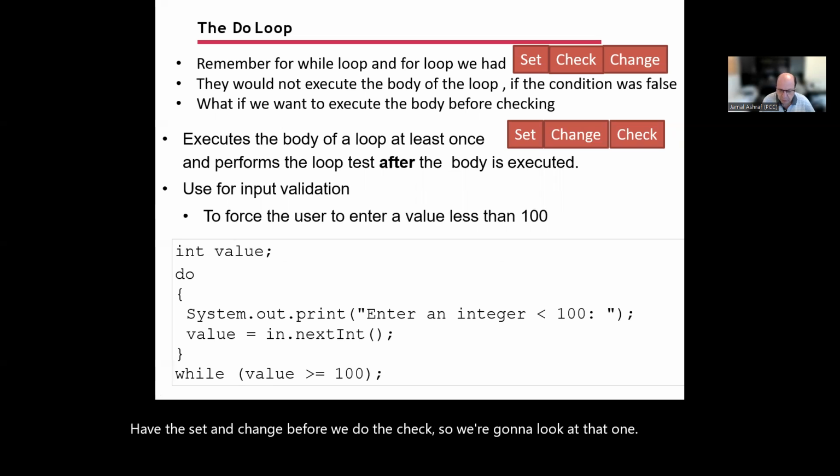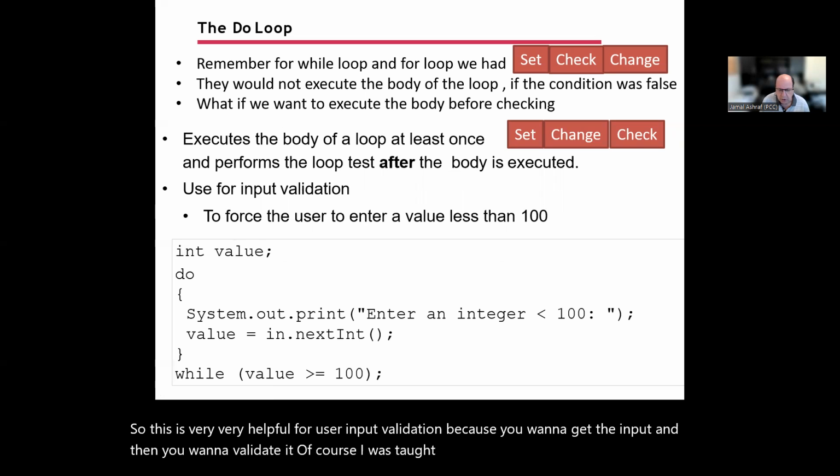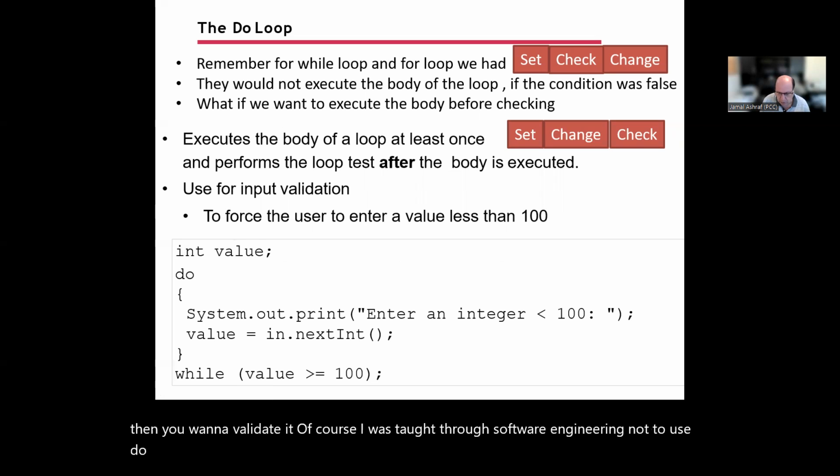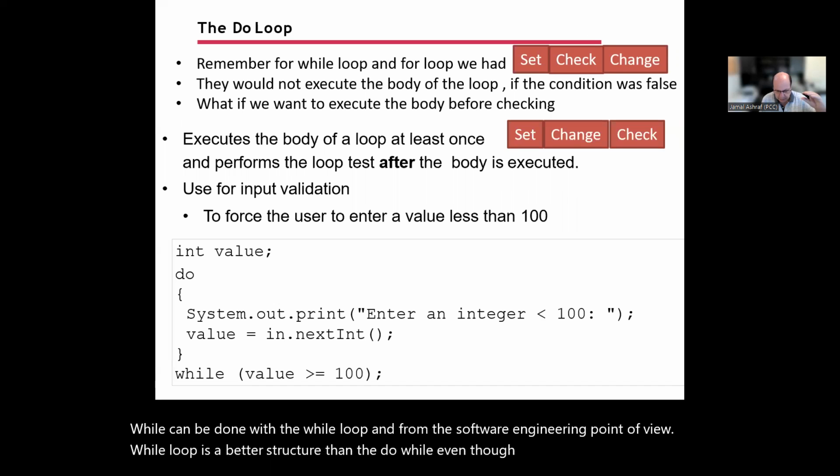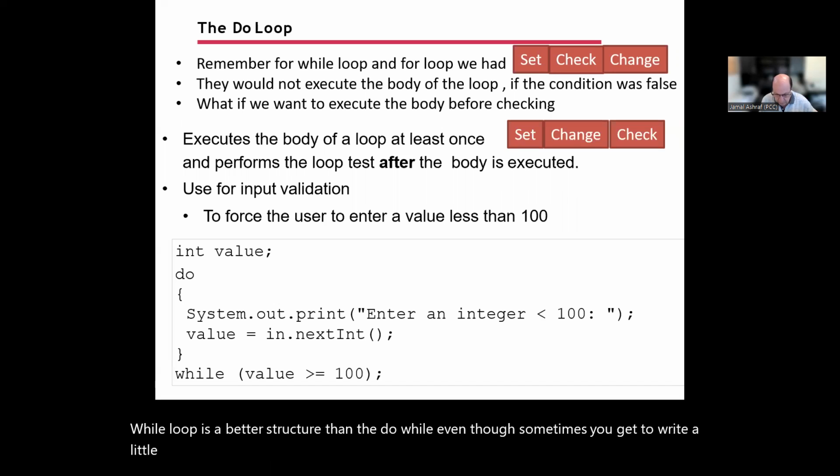This is very helpful for user input validation, because you want to get the input and then validate it. Of course, I was taught through software engineering not to use do while at all. So all my life in programming, I've used the while loop, not the do while. Any do while can be done with the while loop, and from the software engineering point of view, the while loop is a better structure than do while, even though sometimes you have to write a little more. But we can do this as we were covering the book.